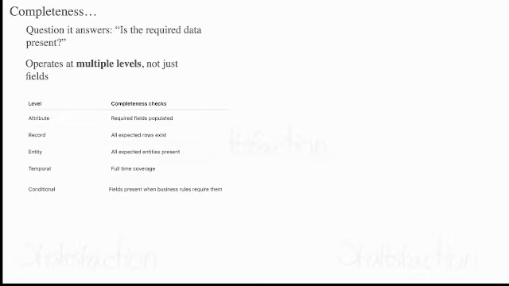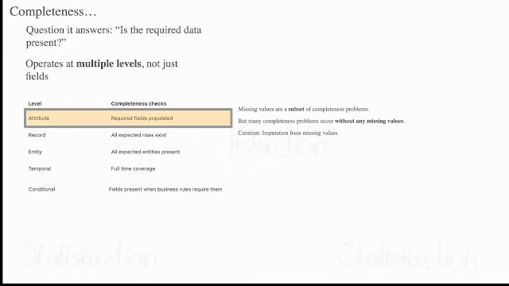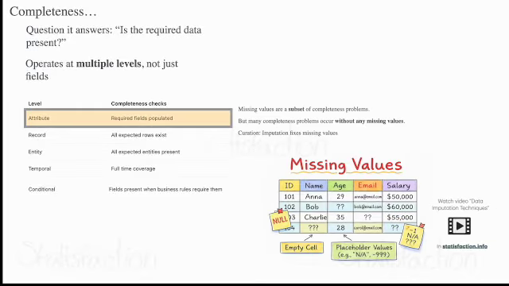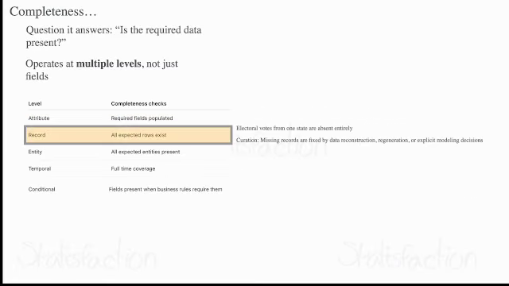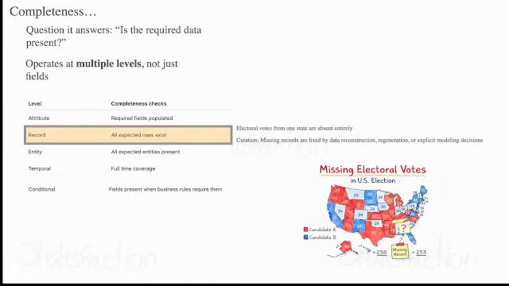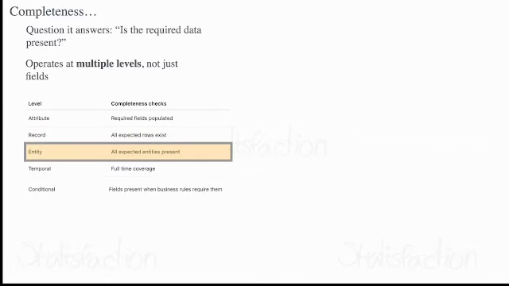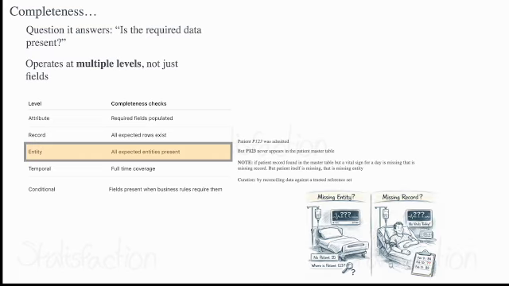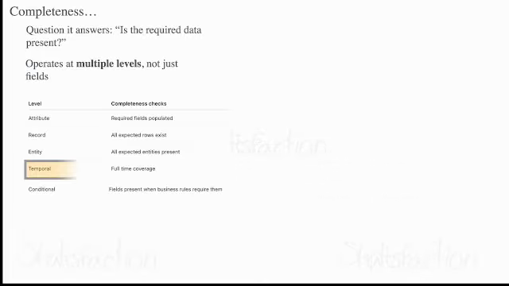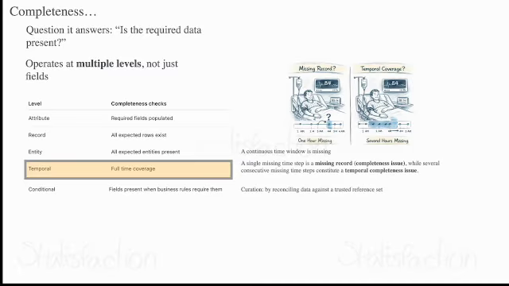The completeness check is all about making sure the data you need is actually there. And it's not just about individual fields. It looks at things on different levels to be thorough. At the attribute level, it checks whether all required fields are filled in. At the record level, it ensures that all necessary records are present. At the entity level, it verifies that every required entity exists. For time series data, it confirms that all required time steps are accounted for.